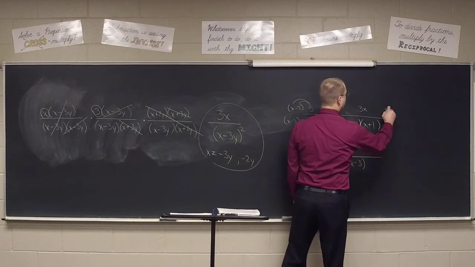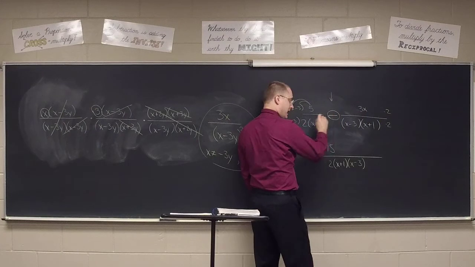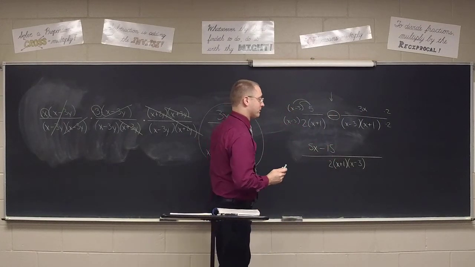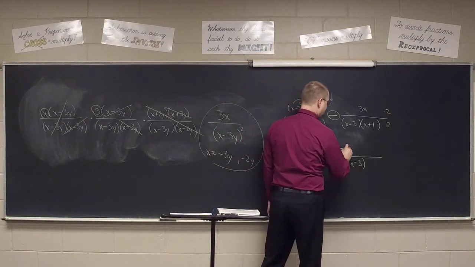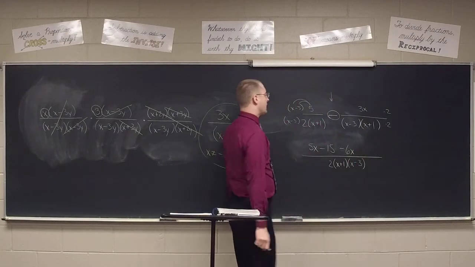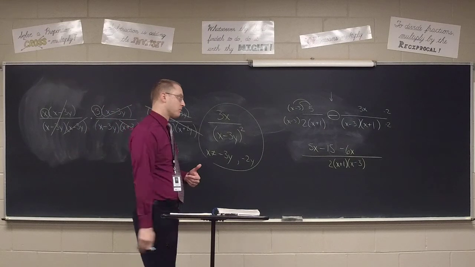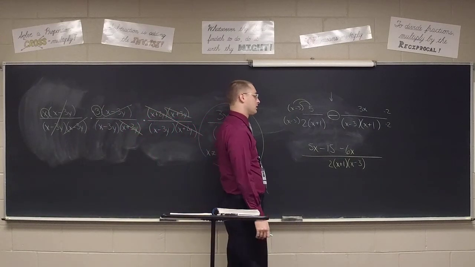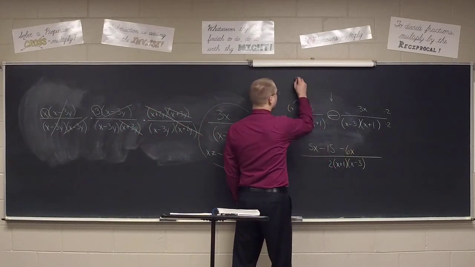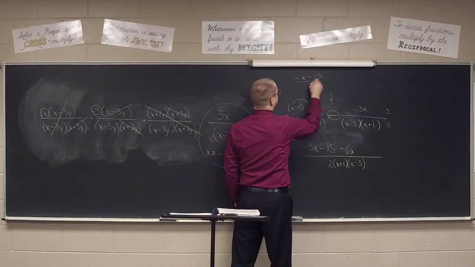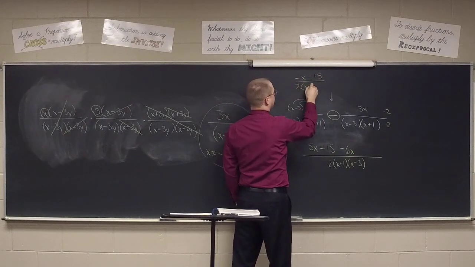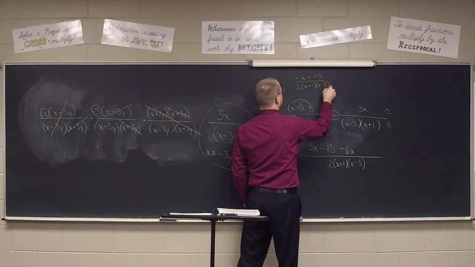Multiply by 2. Multiply by 2. But remember the negative. So Noah, what do I write down? Negative 6x. Good, not 6x, but negative 6x. But I can't leave it like that, right? We have to do some simplification, Maddie. We need to do some combining. Good, negative x, negative 15, all over the 2, x plus 1, x negative 3.